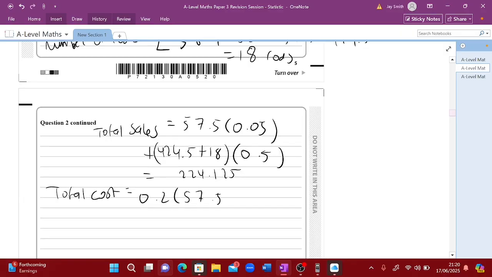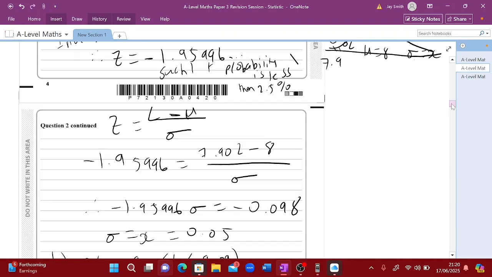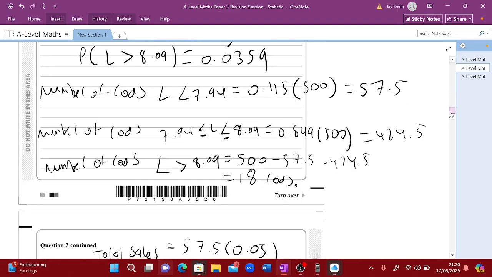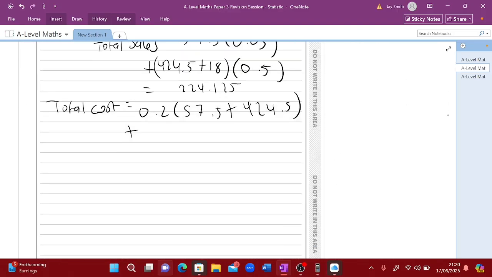Because there's 57.5 for the rods that are less than 7 point. I don't know what it is. And then the second lot of rods, 44.5. And then the third rod, so when it's greater than 8.09, then there's an extra. We've got cost 20p, but there's an extra 10p. So it's 30p in total. So it'd be 0.3, and that'd be 0.3 lots of 18.